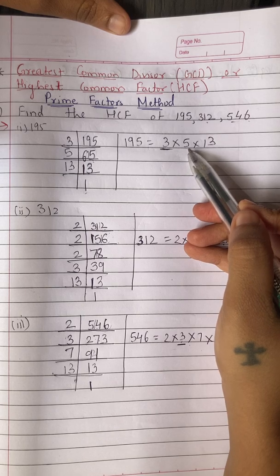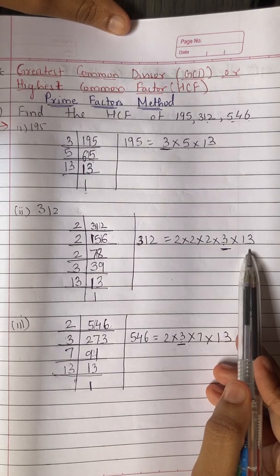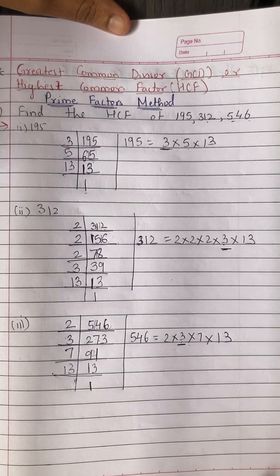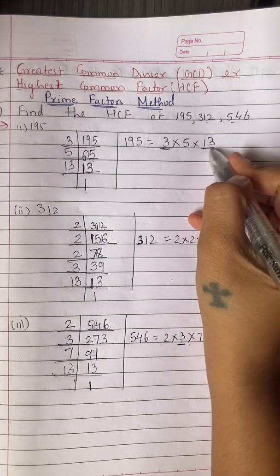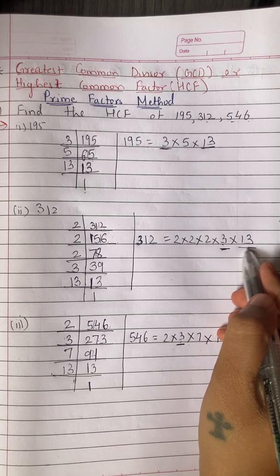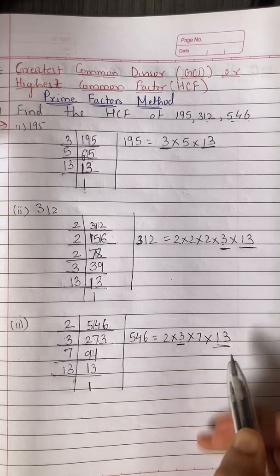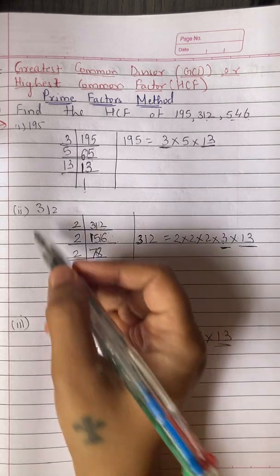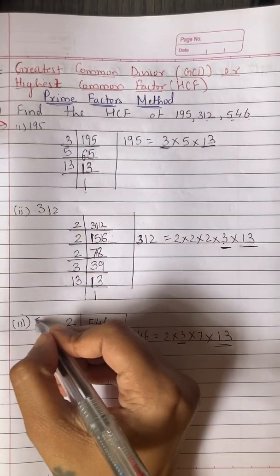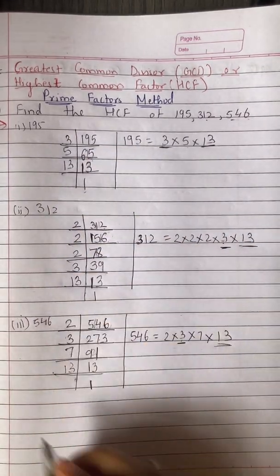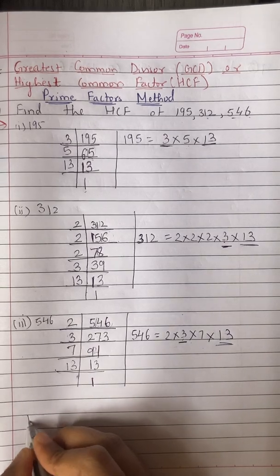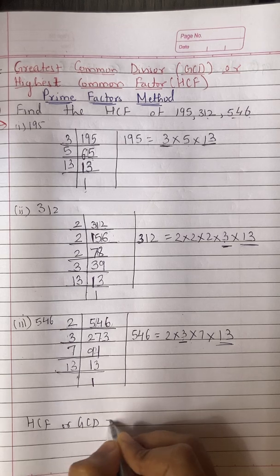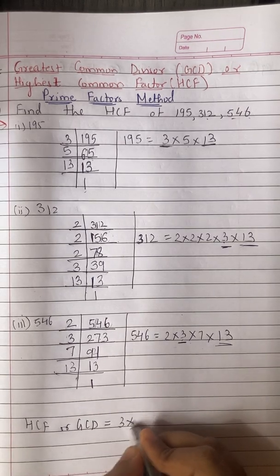Now check for 5. 5 is there over here. 5 is not there over here. And 5 again is not there over here. So we cannot underline 5. Now check for 13. 13 is there over here also and here also. So only these two are the common factors of all the three numbers, 195, 312 and 546. So that's why write down HCF or GCD is equal to 3 into 13.